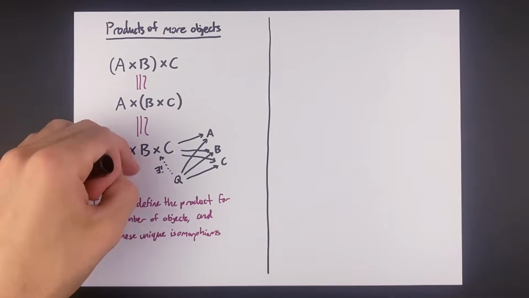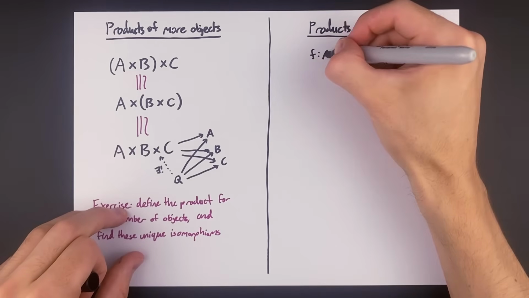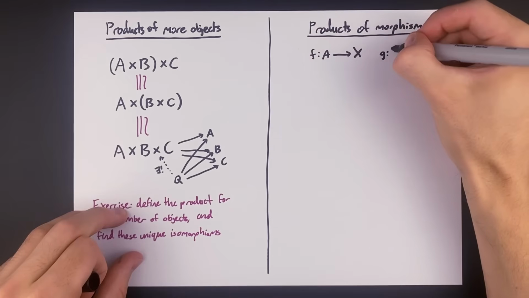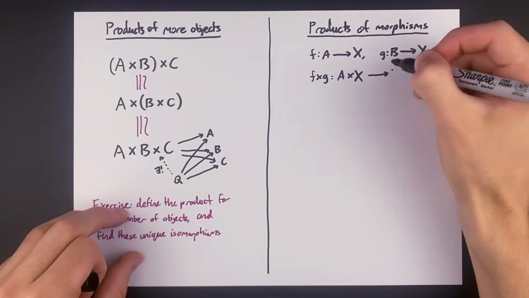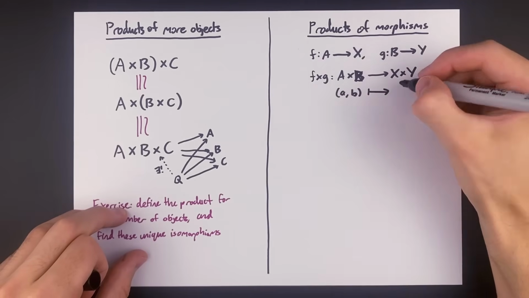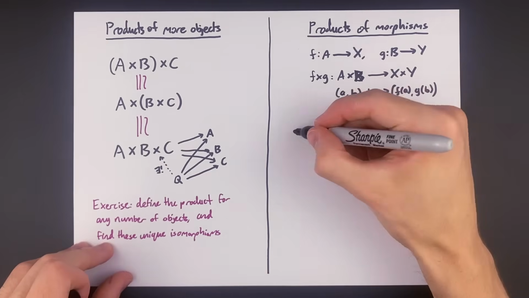There are also other ways in which the product describes multivariable functions. If I have two pairs of sets, A, B, and X, Y, and two functions, f from A to X and g from B to Y, then I can construct a function from A cross B to X cross Y which sends a pair (a, b) to (f(a), g(b)). How is this function described from the category perspective? Well, let's draw a diagram.